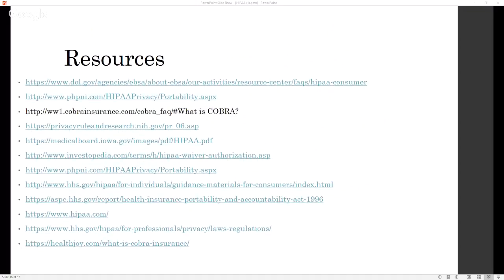So these are just our resources. Quite a few of them are from healthandhumanservices.gov. I personally tried to keep it under government websites, but this is pretty much where we got all of our information.